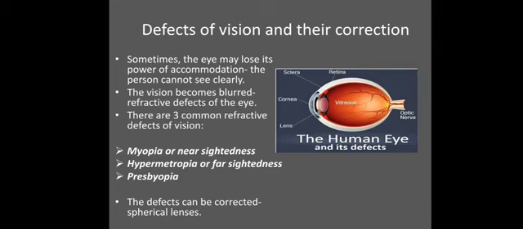There are mainly three common refractive defects of vision. The first one is myopia or nearsightedness, the second one is hypermetropia or farsightedness, and the third one is presbyopia. These defects can be corrected by the use of suitable spherical lenses. That is the alternative for all these defects.